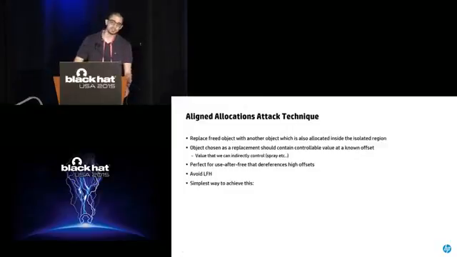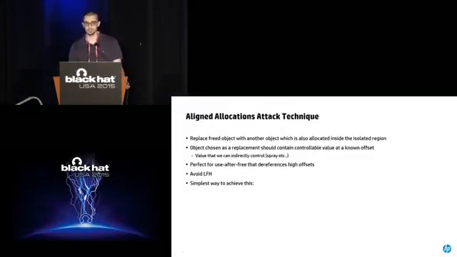So the first attack technique that I'll be covering is the aligned allocations attack technique. Basically, it's simply allocating an object right at the exact same address as the freed object. This attack technique is very useful when you have a use-after-free condition where the bug is dereferencing a high offset. So the only challenge here is to choose something to replace the freed object with, something that contains specific values at high offsets that the attacker can control directly or indirectly via spray or anything like that.